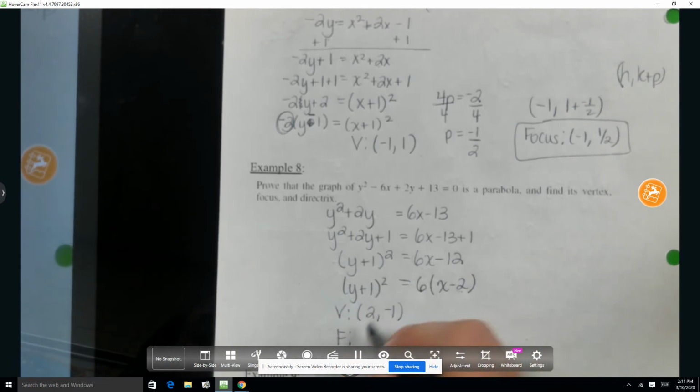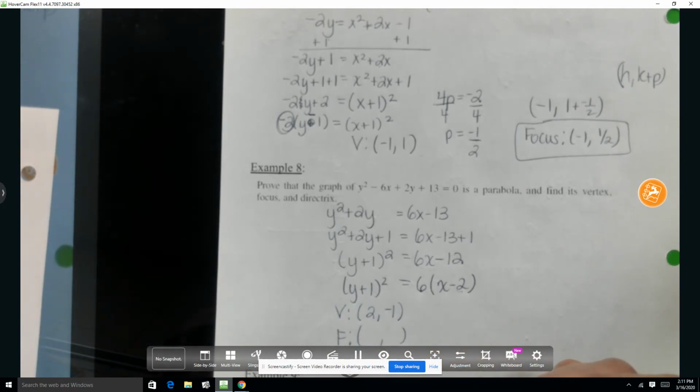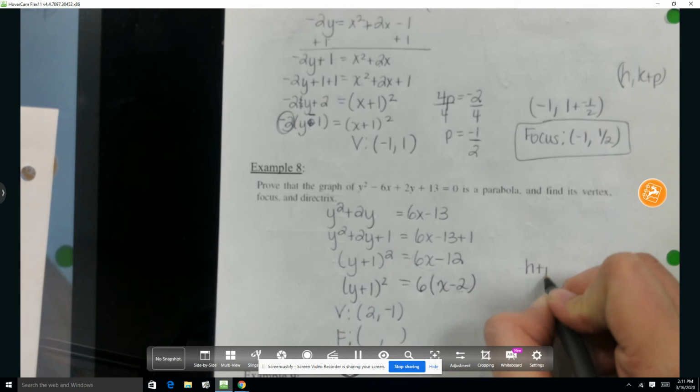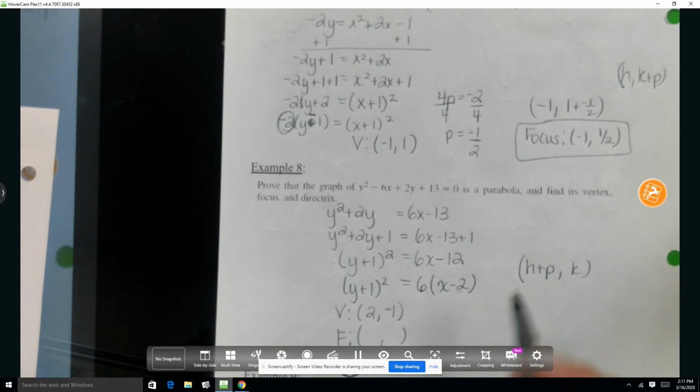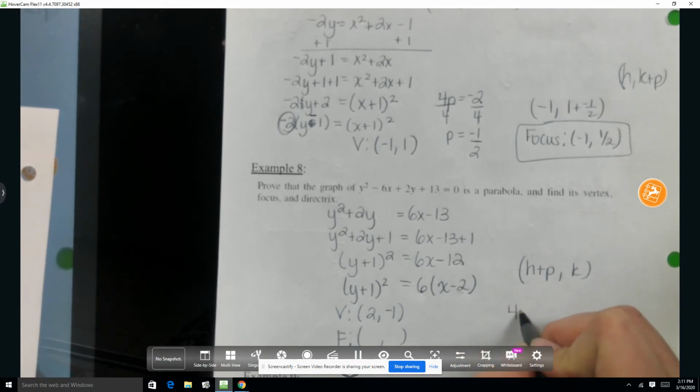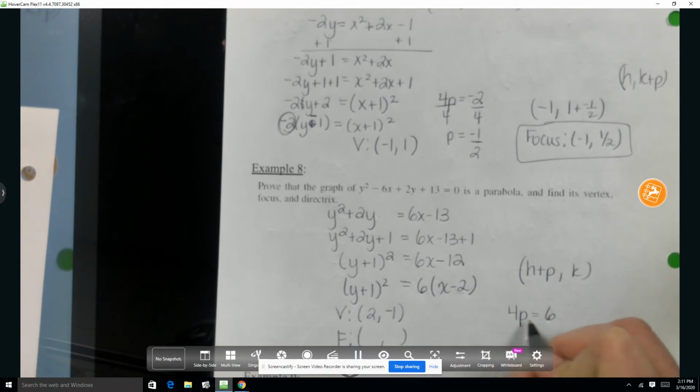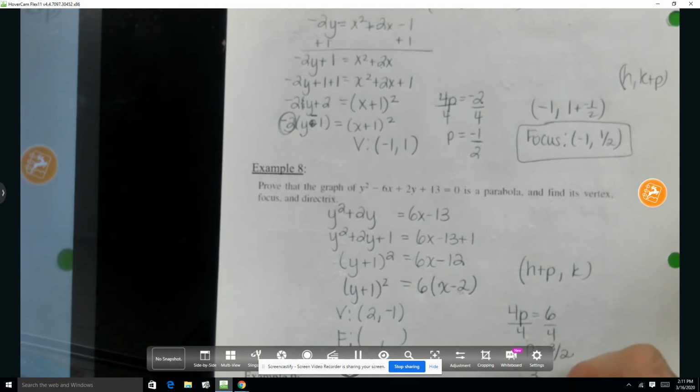Your focus, this parabola opens to the right. So it's a left or right parabola. So to find your focus, it's going to be h plus p comma k. So I have to figure out what p is. Well, to figure out what p is, I know that 4p has to equal 6. So to solve that, I'm going to get that p is 3/2. So I'm going to take 3/2 and add it to 2, which is going to give me 7/2. And my k value is -1.